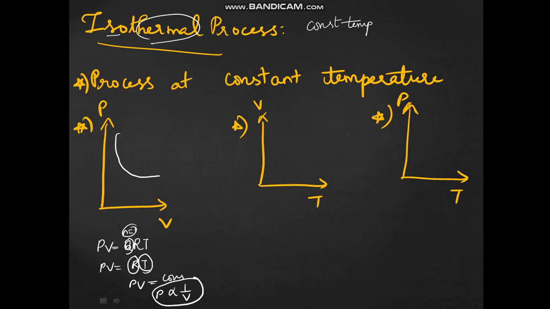Okay, next let us draw the VT graph for an isothermal process. Since the process occurs at constant temperature, it will be a straight line like this. See here, constant temperature everywhere. Suppose here it is 50 Kelvin, here also 50 Kelvin, and here also 50 Kelvin. Let us draw the PT graph for the isothermal process. It occurs at constant temperature, so this is also a straight line like this.